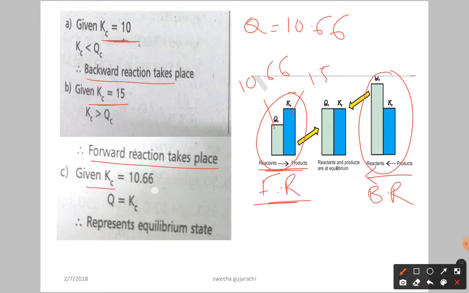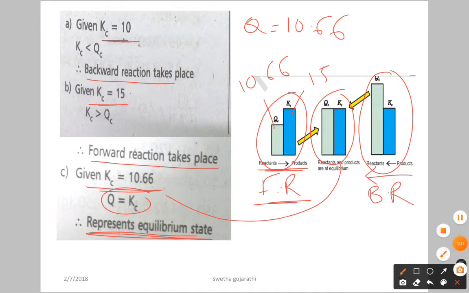Next, what is the third condition? Kc equal to 10.66. Here the Kc and Qc values are both the same, so this represents the equilibrium state. Like that, you can predict the direction of reaction based on Qc and the equilibrium constant Kc.